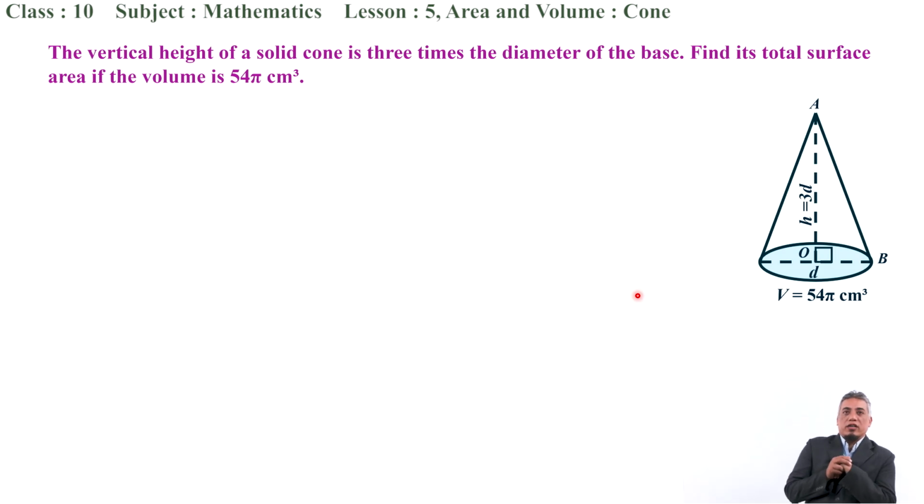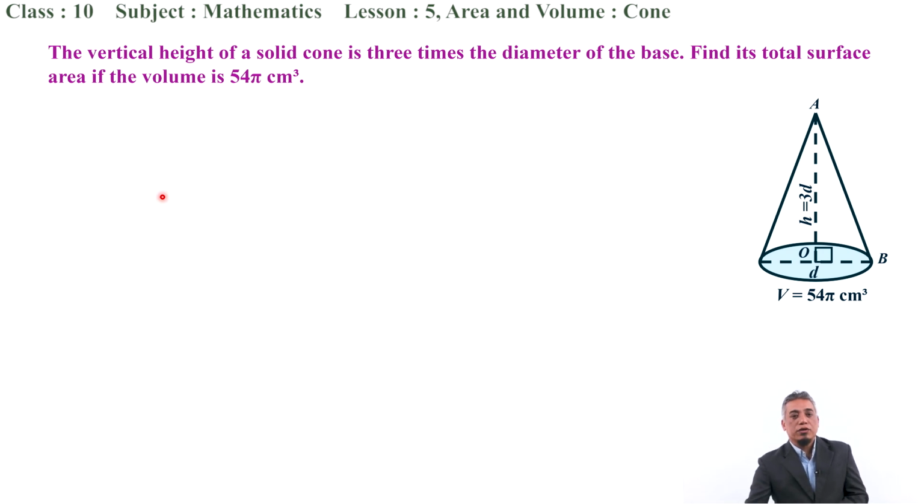So we have got another question now. The vertical height of a solid cone is 3 times the diameter of the base. So a condition is given. A vertical height is 3 times the diameter. Find the total surface area if the volume is 54 pi centimeter cube. Here also volume is given in terms of pi. Sometimes it is given in terms of pi.